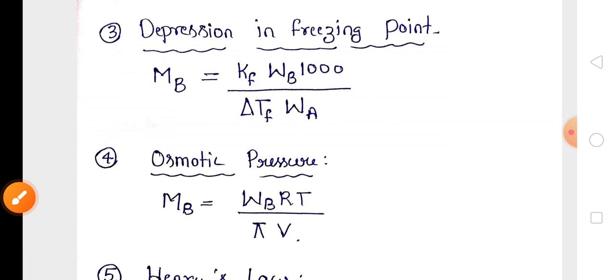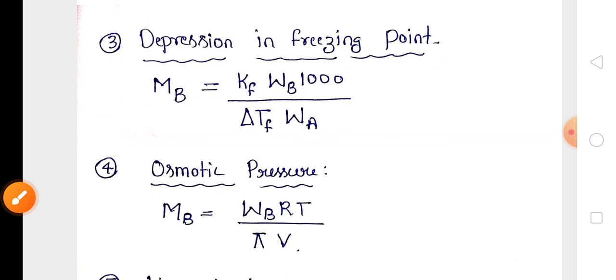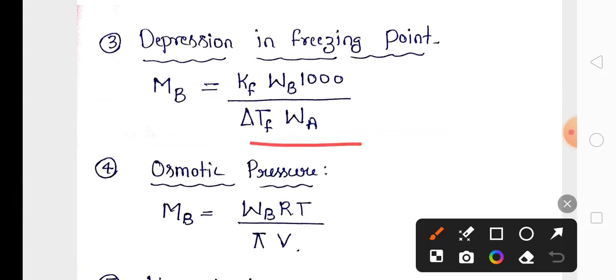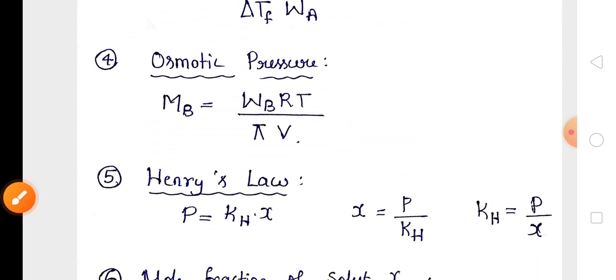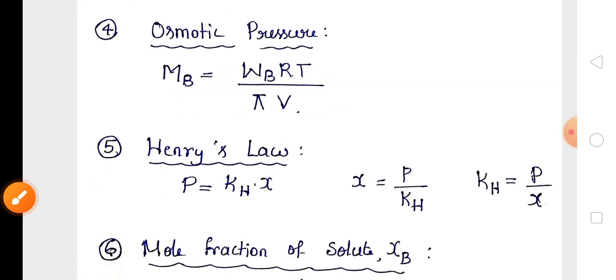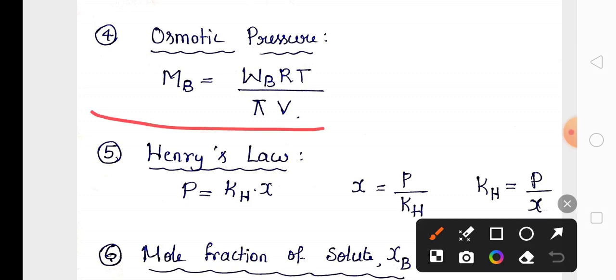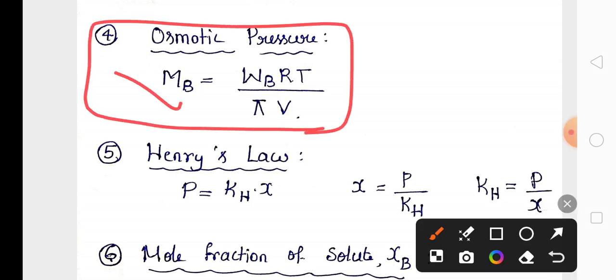The third formula from this chapter is depression in freezing point. This is the formula. They'll ask you to calculate the molar mass of solute or delta TF or cryoscopic constant Kf. The fourth formula is osmotic pressure pi. From this formula, they'll ask you to find out the molar mass of solute.